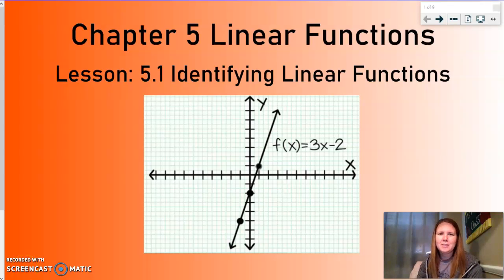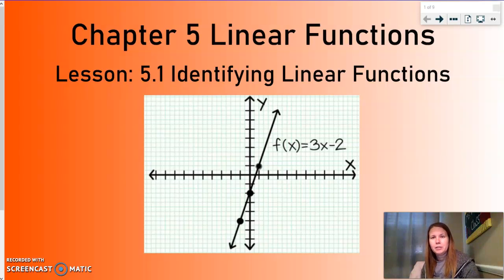Hello, Algebra 1 students! Today we are getting into Chapter 5, which is all about linear functions. And to be honest with you, I think that this is my favorite part of algebra that I get to teach you. We get to learn about graphing lines in different ways, since mostly we've been learning how to do it from a table.